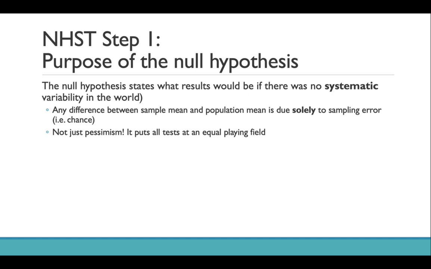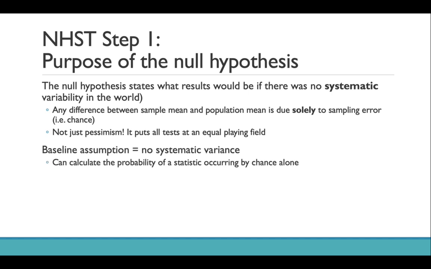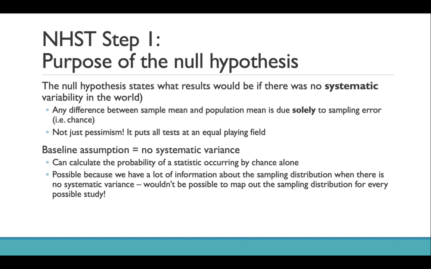Now, this is not just pessimism. The null hypothesis is incredibly useful because it puts all tests on an equal playing field. If we start with this baseline assumption that there is no systematic variance, we can calculate the probability of a statistic occurring by chance alone. This is possible because we have a lot of information about the sampling distribution when there is no systematic variance. It wouldn't be possible to map out the sampling distribution for every possible study.